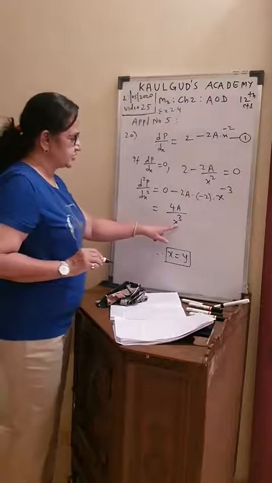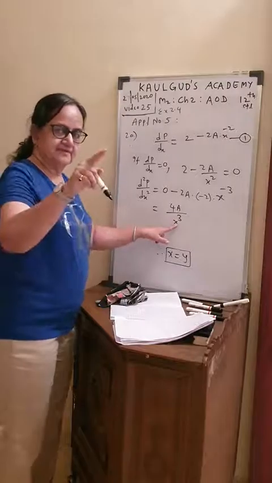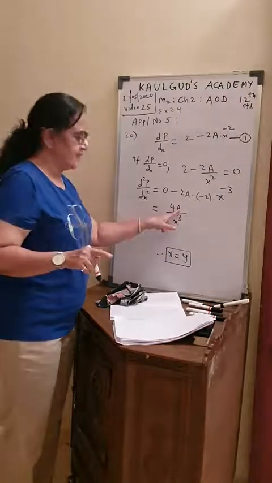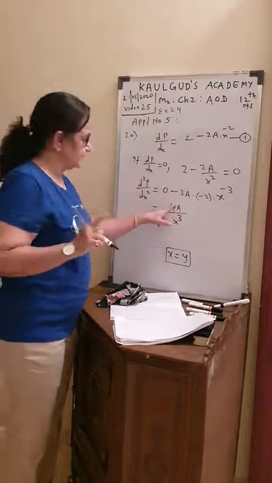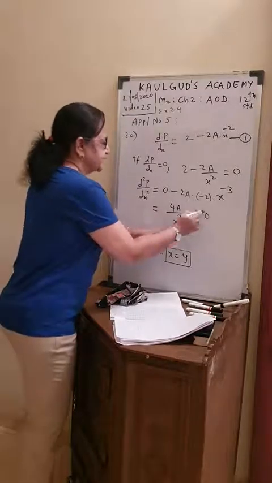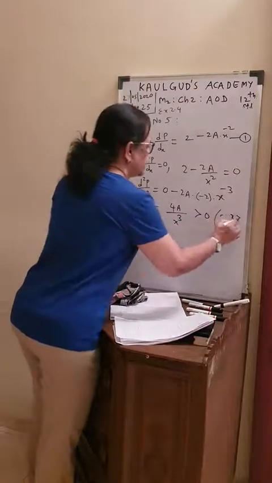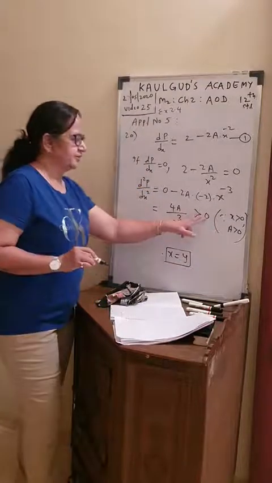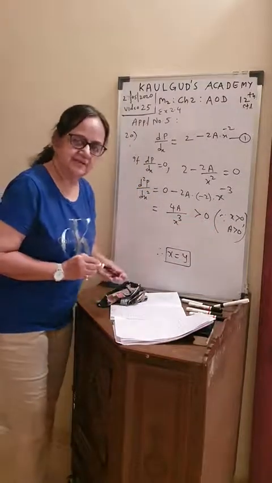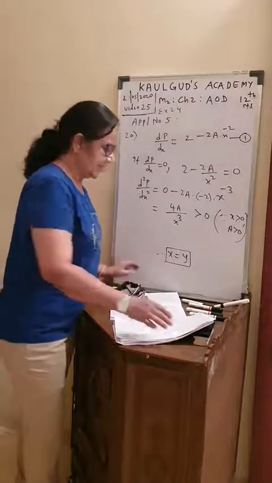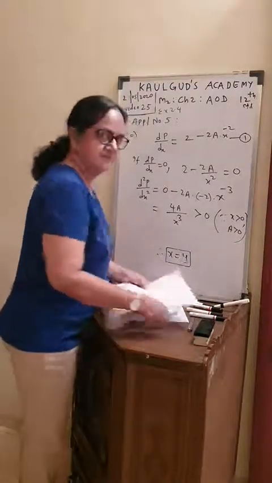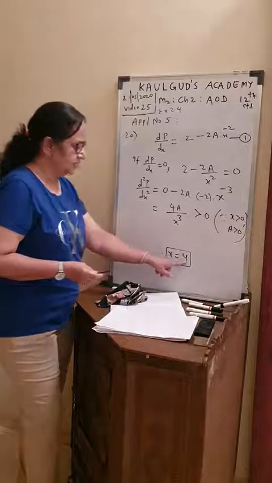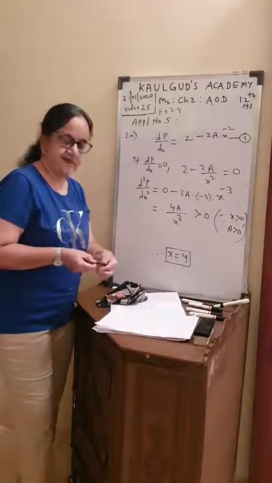But I know x is positive, length, y is also positive, so area is always positive, so everything is positive. So this is going to be greater than 0 because x is positive, area positive. Now second derivative coming out positive is a condition for minima. So this perimeter is minimum when x equal to y. That is when the rectangle becomes a square.